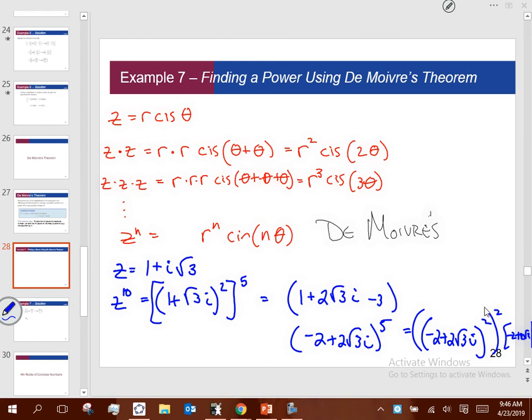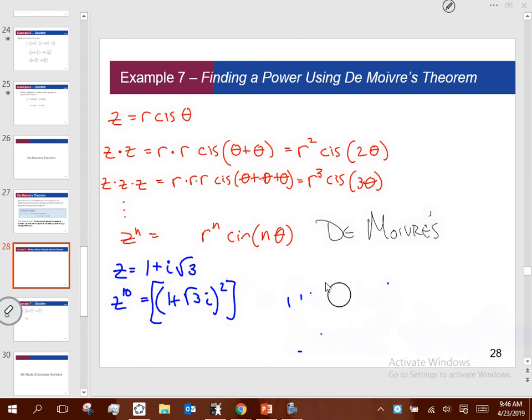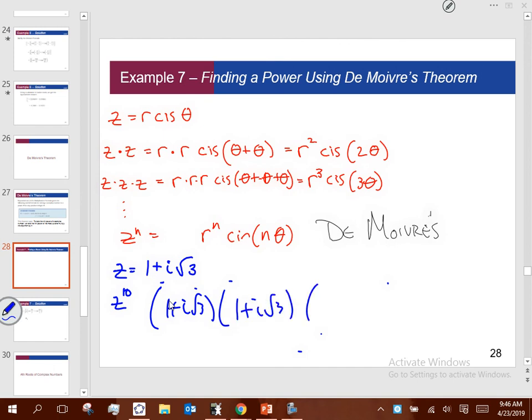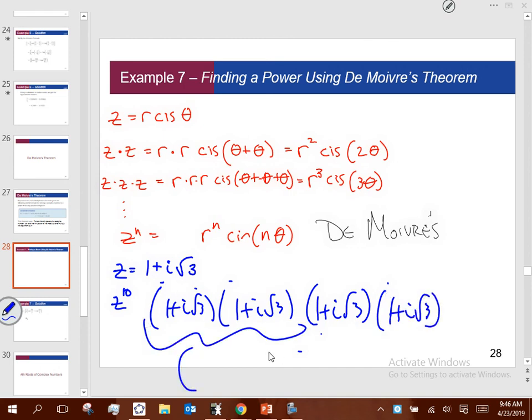Does that make sense? I've had people in the past, if I asked them to do this to the 10th power, write this thing out, 1 plus i radical 3, ten times. So 1 plus i radical 3, 1 plus i radical 3, 1 plus i radical 3. What they would do is FOIL those two, get a product, and then just pull this one down and multiply. Is that kind of stupid?